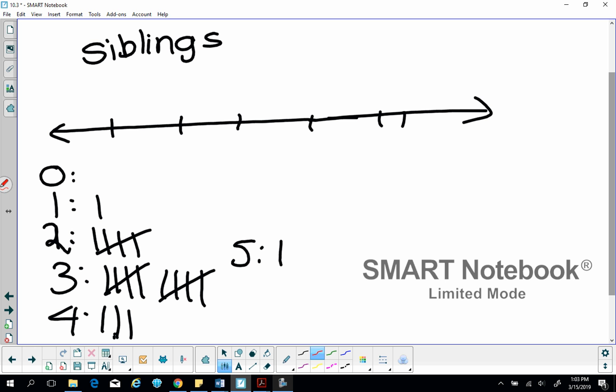So what you're doing is you're putting the numbers of siblings. I start with the smallest of my numbers. What's the smallest of my numbers? 1. So 1, 2, 3, 4, 5, 6. Now I'm just putting a dot for each person. How many people have one sibling? One. How many people have two siblings? Five. So I go 1, 2, 3, 4, 5. How many people have 3? 10.